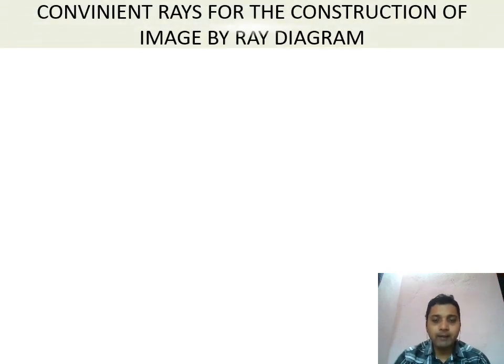Next, we come to the point where we try to find the image formed by any spherical mirror. Convenient rays for the construction of an image by ray diagram. When you use different rays to show the image formed by any mirror or lens, that is called a ray diagram. So here we come to some rules on how to draw a ray diagram.